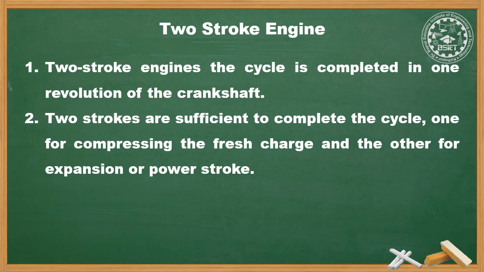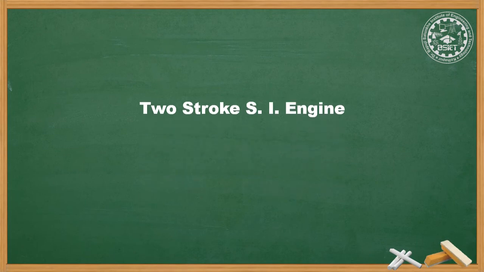Two strokes are sufficient to complete the cycle, one for compressing the fresh charge and the other for expansion or power stroke. The two-stroke engine is again classified as the two-stroke SI engine and the two-stroke CI engine. Working for both is the same; the only main difference is in igniting the charge. In the SI engine, the charge is ignited with the help of a spark plug, whereas in the CI engine, the charge ignites due to the high pressure built up in the combustion chamber. The two-stroke SI engine will be explained further.